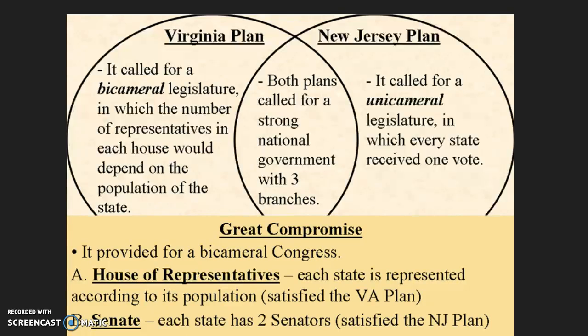Our Senate looks a lot like the New Jersey plan or the Patterson plan. Each state has 2 senators. So having those 2 houses in the legislature allows for the interests of both states, small and large, to be heard.